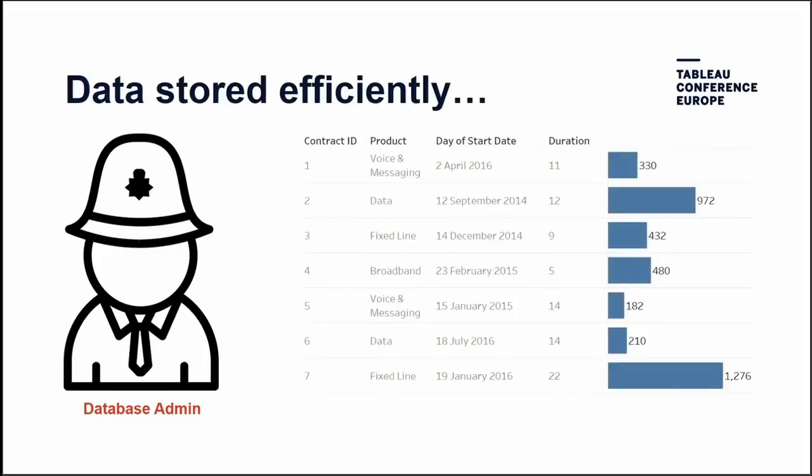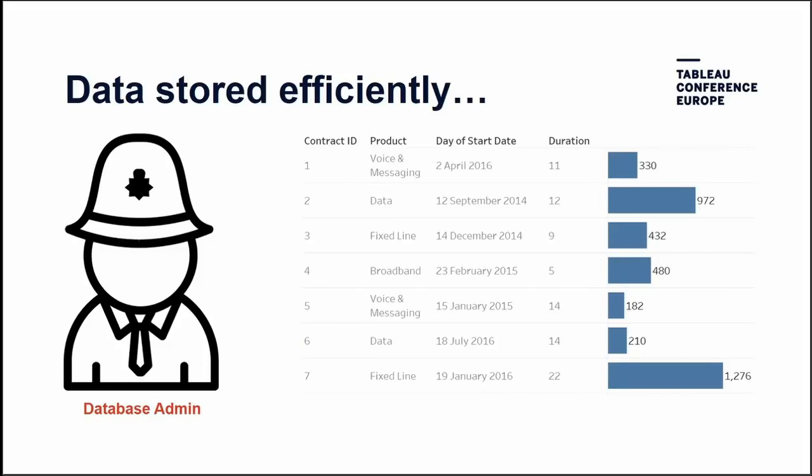The database admin's priority is storing data efficiently and making use of the resources that they have in terms of server space, or on the cloud, the cost of running, say, an AWS instance. In this example, we're going to be looking at some telecoms contracts data, where a row corresponds to a single contract. So you can see here for each contract ID, we've got the product, the start date of that contract, how long it lasts, and then the total value of the contract. So that first one's worth £30 a month for 11 months.